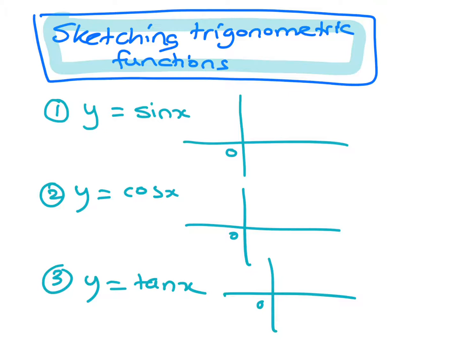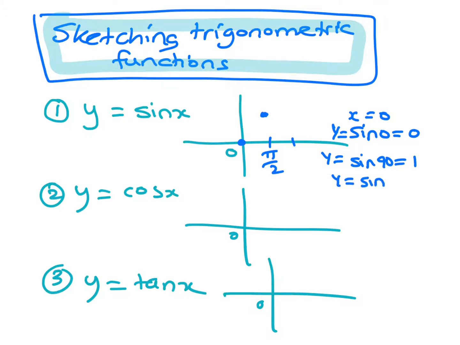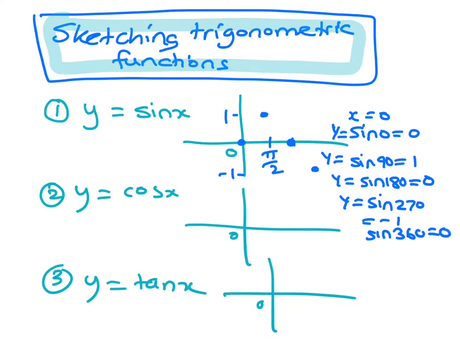Okay, so when you're sketching this, if you put in x equals 0, sine of 0 is just 0. So that means the sine graph starts at 0. Sine of pi on 2 is 1, so sine 90 equals 1. So that means then the y value will go up to 1. Then if you put in pi, sine of pi, which is 180, is 0, so it comes back down to 0. Sine of 270 is minus 1, so down there at minus 1, so it goes between 1 and minus 1. And then sine of 360 will go back to 0.